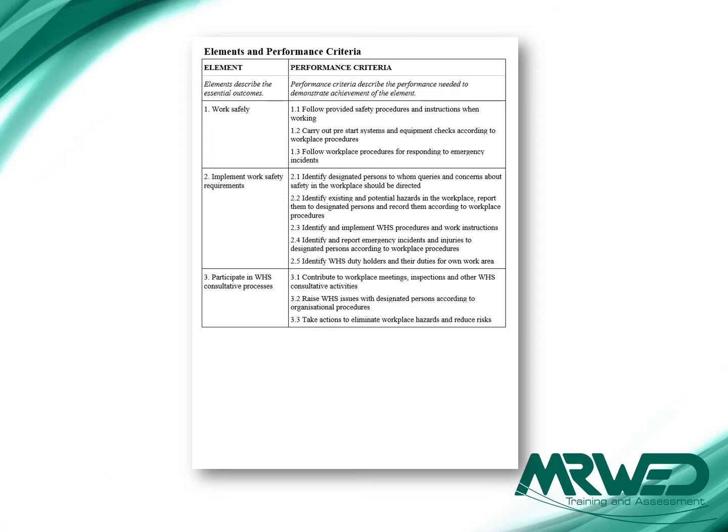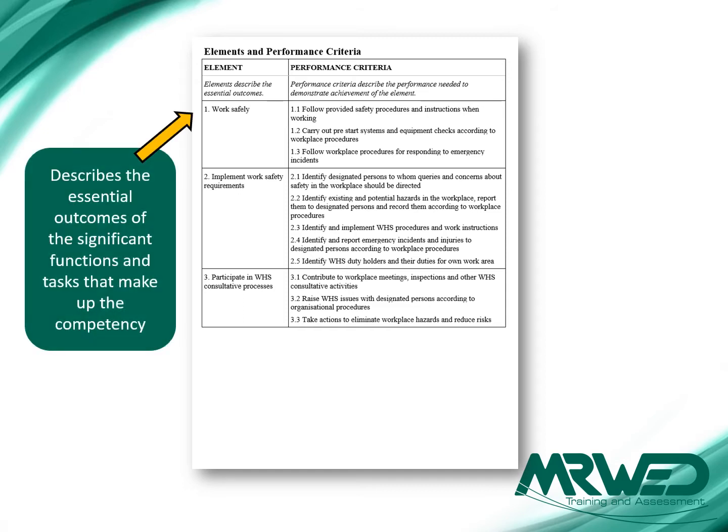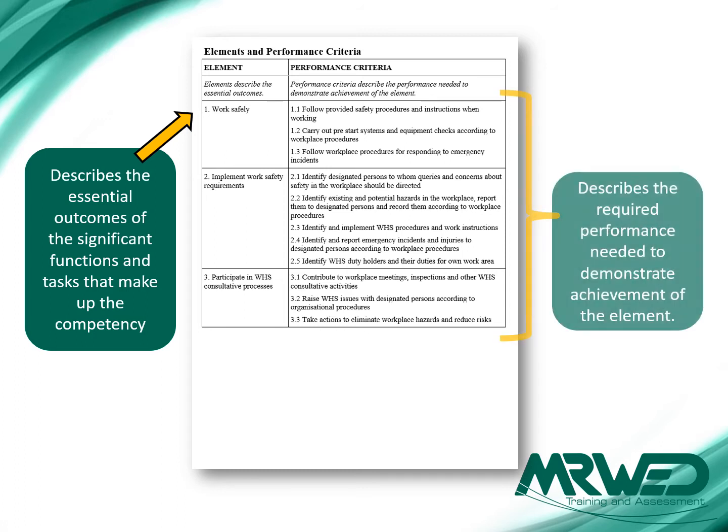Following this, we have our elements and our performance criteria. And these really are the building blocks and some of the most important things we need to find to both deliver and to assess our candidates. So the element describes the essential outcomes and the significant functions and tasks that make up the competency. It tends to be a broad statement of the end result, whereas the performance criteria describes the performance required or needed to demonstrate the achievement of that element.